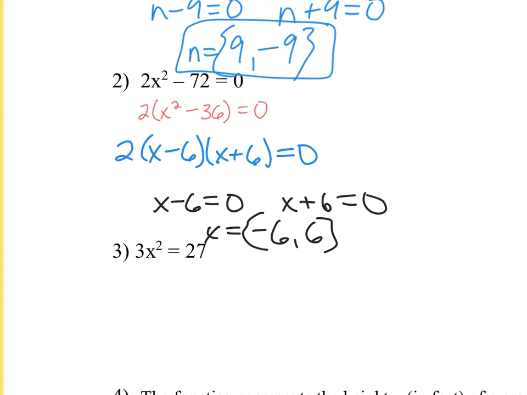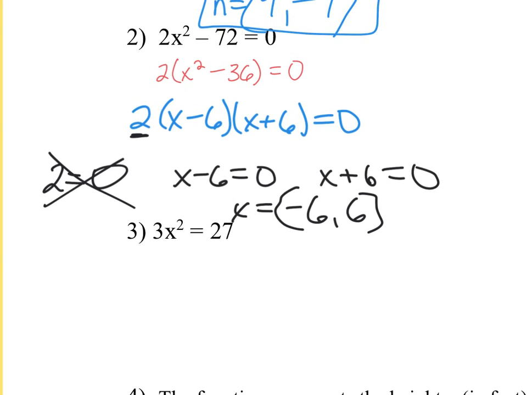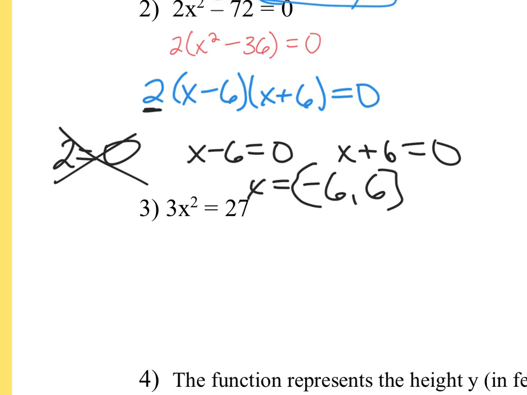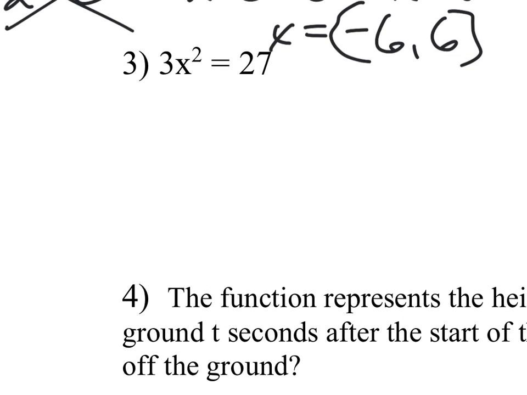One question that you might have is, why do I not set this GCF equal to 0? Well, you should, okay? But can 2 equal 0? Nope, so those are just going to cancel out. That's not going to be an answer. If it doesn't make sense, leave it alone. Questions on that?